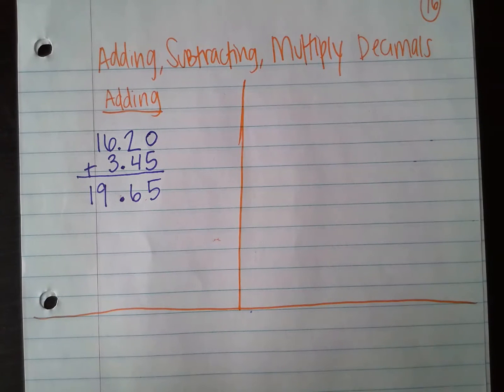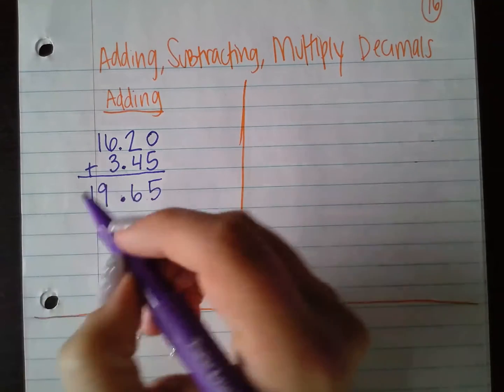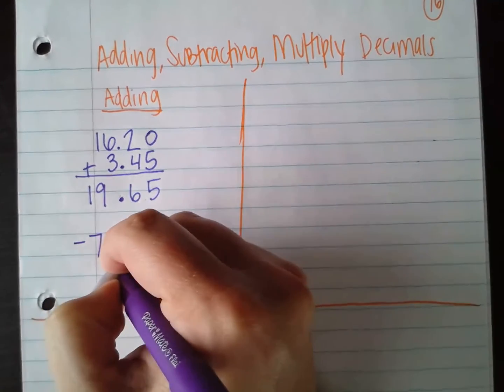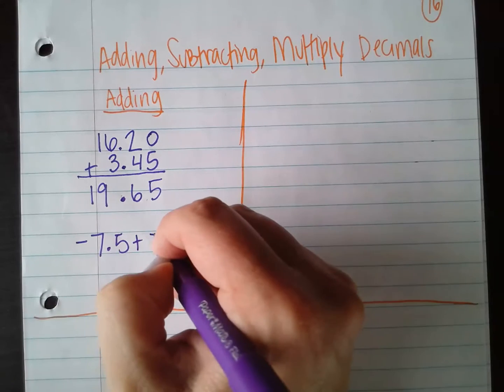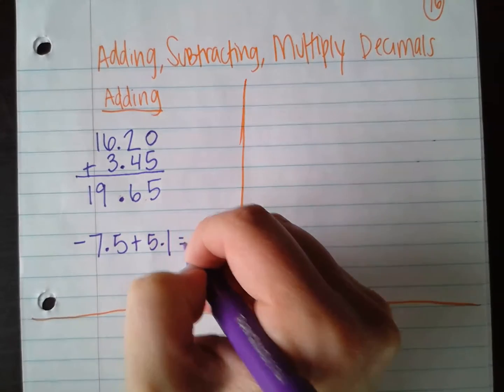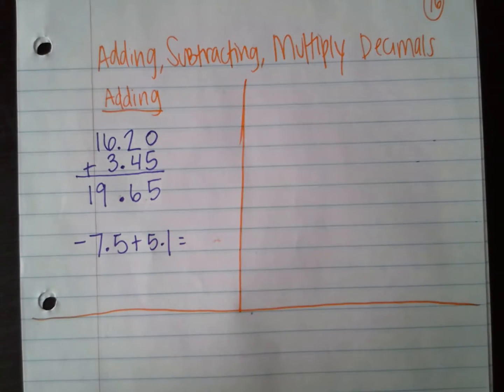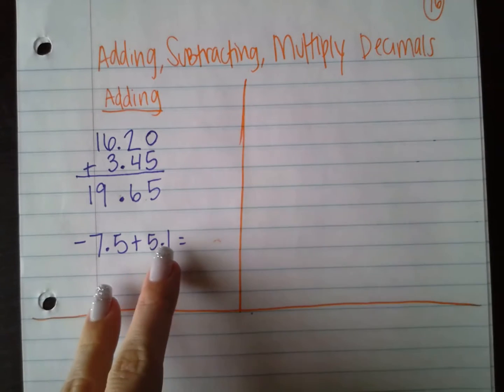So the most important thing is to remember to line up your decimal places and all your place values when you're adding. However, let's say we have the problem negative 7.5 plus 5.1. Okay, so just like when we add integers, the positive and negative whole values, we want to try to remember what our rules are. So we are adding numbers that have two different signs.